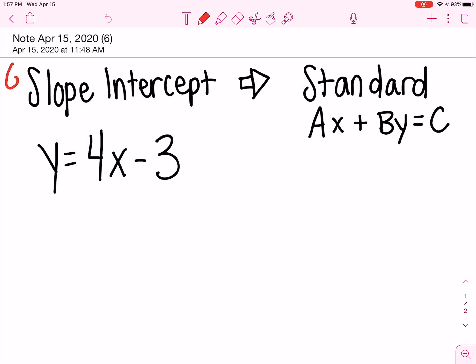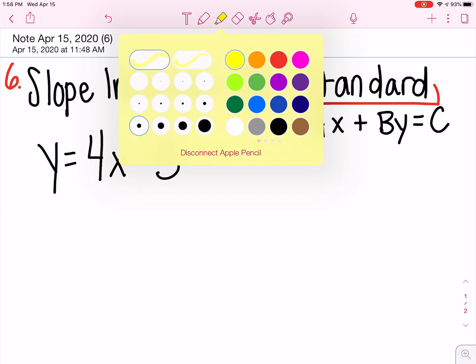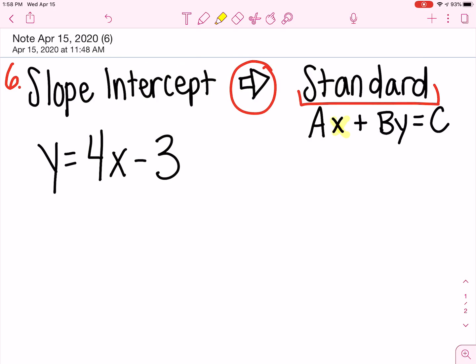All right, I'll help you with this last problem today, number 6. We have an equation written in slope-intercept form, and we need to turn it into standard form. With standard form, we can notice that the x and the y are on the same side, and I want to remind you that this a always has to be positive, okay? That's going to be the last thing we're going to have to check.